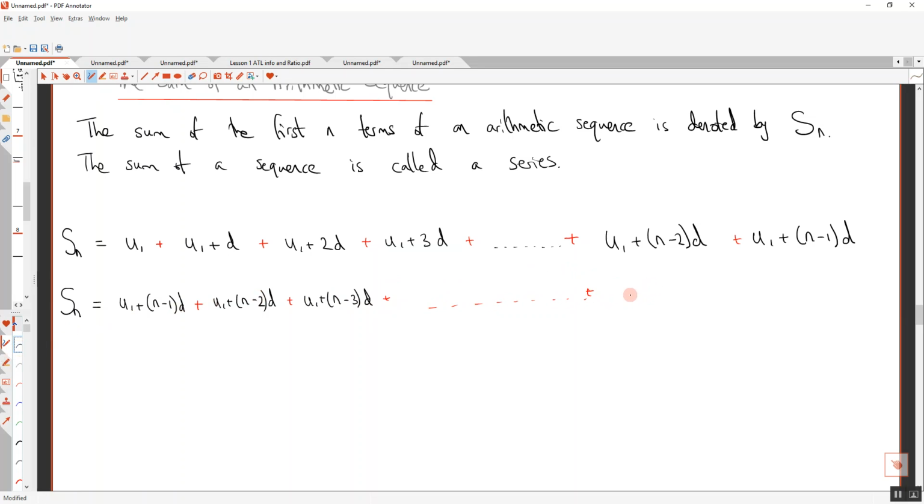The second last term is now going to be U1 plus D. And then we've got our U1. Is that okay? So I've just written it out the opposite way around.